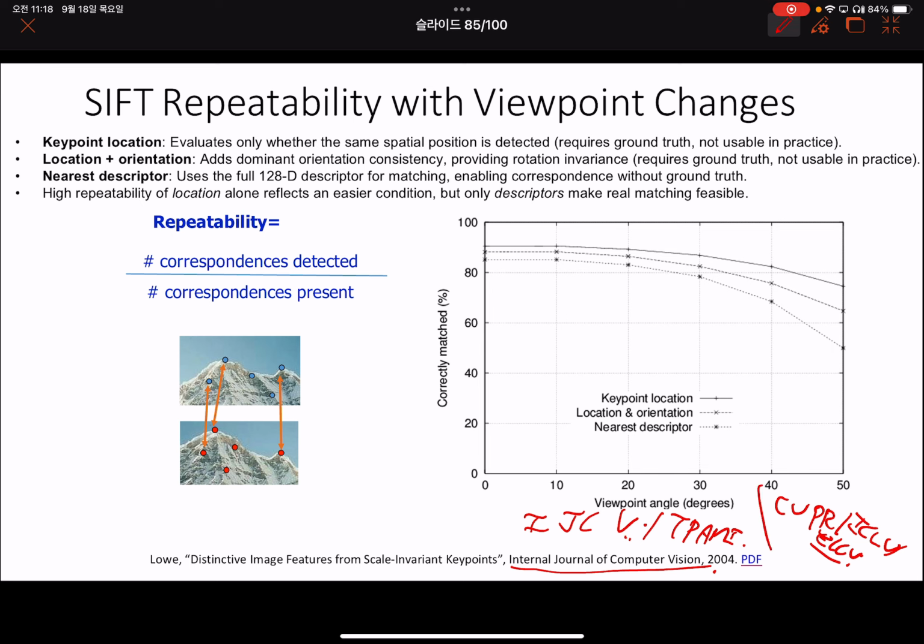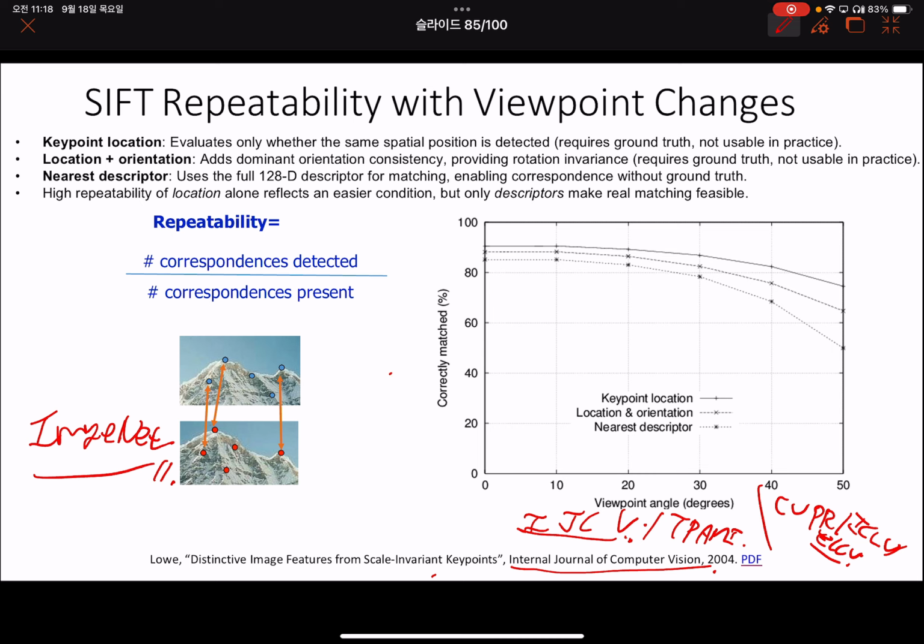SIFT was published in IJCV. These days people are not actively trying to submit their papers to IJCV, but there are two very seminal, very famous papers in IJCV: SIFT and ImageNet. Have you heard of ImageNet? ImageNet is an image classification dataset used in AlexNet or VisionNet. So ImageNet and SIFT are very seminal works published at IJCV. Let's get back to this one.